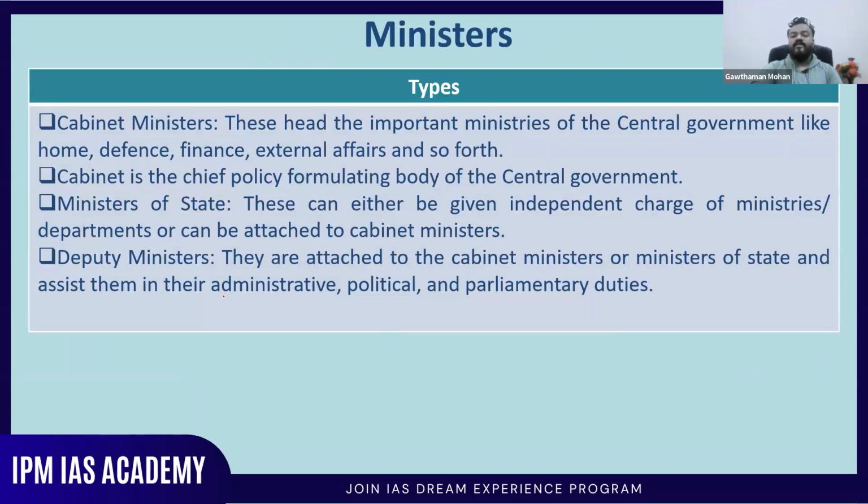Then ministers. What are the types of ministers? Cabinet ministers. These head the important ministries of the central government like Home, Defense, Finance, External Affairs, and so forth. The cabinet is the chief policy formulating body of the central government. Ministers of state can either be given independent charge of ministries or departments or can be attached to a cabinet minister. Deputy ministers are attached to the cabinet ministers or ministers of state and assist them in their administrative, political, and parliamentary duties. These are the types of ministers we can see in our country.